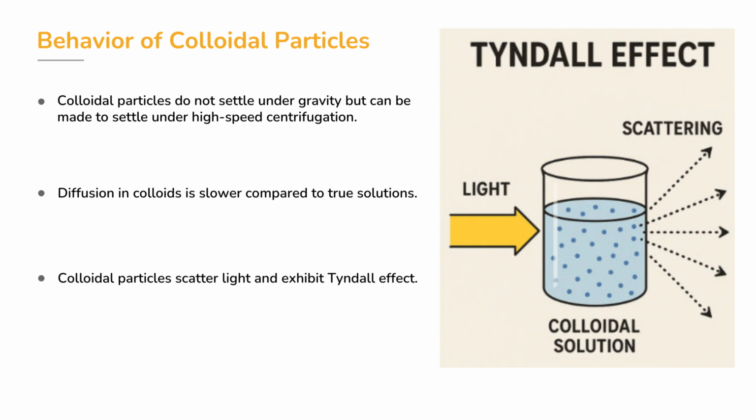Here's a fun experiment. What happens when you put a mixture of colloidal particles into a centrifuge? Normally, these particles won't settle under gravity, but when you spin them fast, you can force them to separate. That's because colloidal particles are much larger than those in true solutions but much smaller than those in suspensions. And yet, they still manage to stay suspended thanks to Brownian motion, which is basically the constant random movement of the particles. This behavior is what helps colloidal particles maintain their dispersion and not just settle to the bottom.